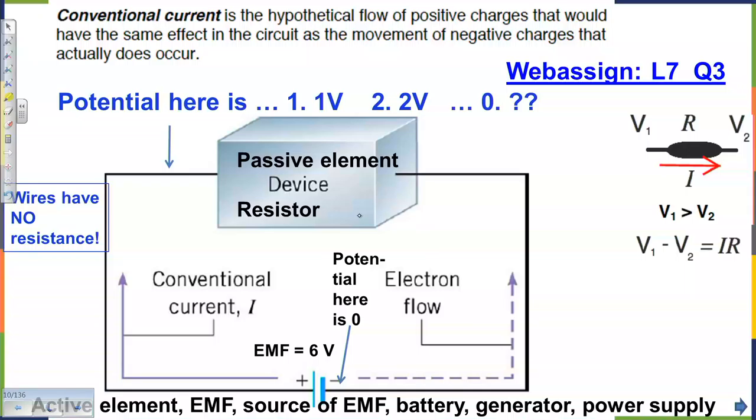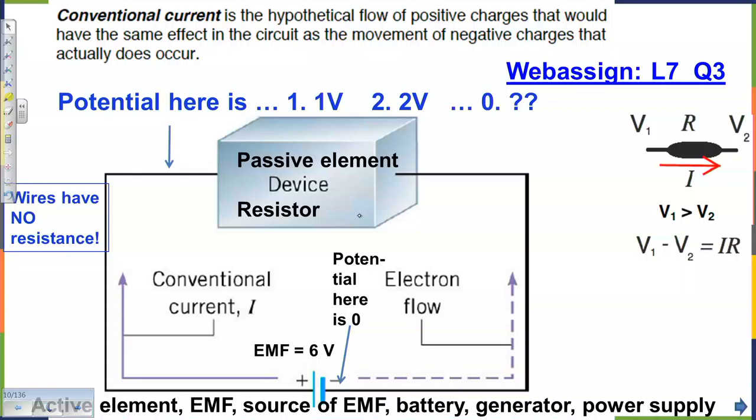And if we want to use Ohm's law, it has to be applied to the passive element, to the resistor. And to apply that law, we need to know the voltage across the resistor. We need to know this voltage. So we need to be able to make a transition from this to that.